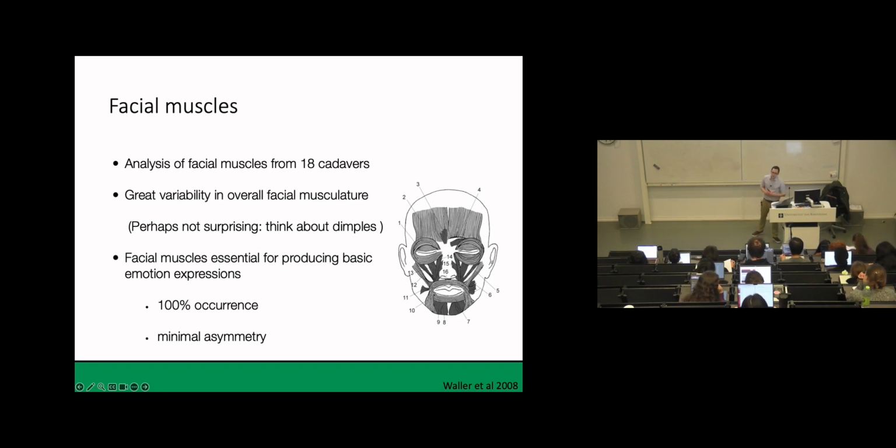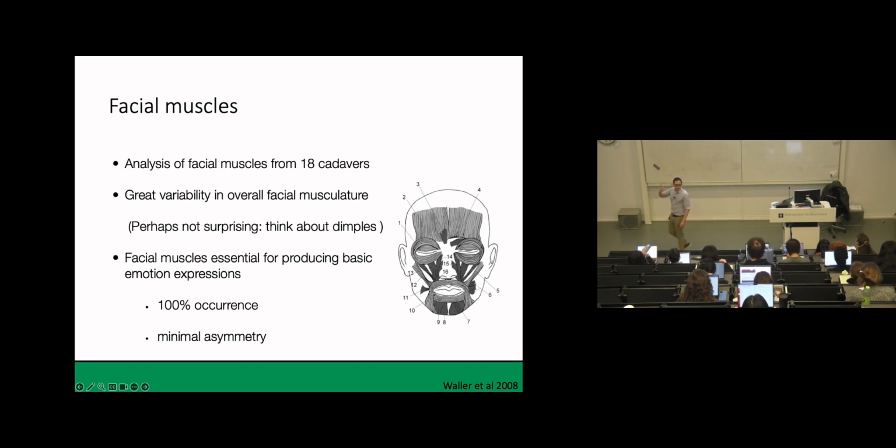Bridget Waller did a study of 18 cadavers, so dead bodies, and actually analyzed the muscles on their face. One of the things that she found was that people have a lot of variability in their facial muscles.